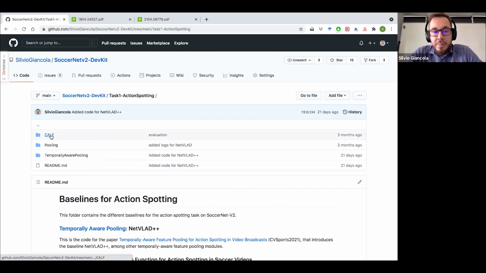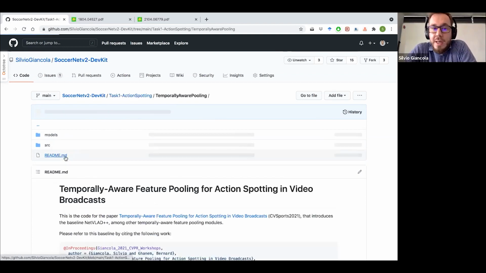Aside with the method, the baseline CALF that was introduced last year in CVPR, and the pooling method, which is basically the pooling methods that was also introduced with SoccerNet-v2, we have now a new folder called Temporally-aware pooling that is basically this implementation of this NetVLAD++ and beyond.